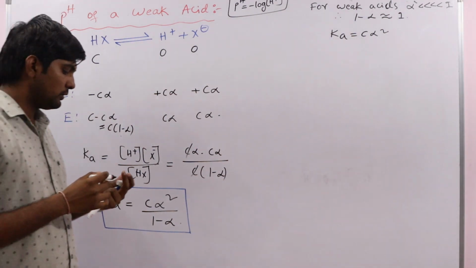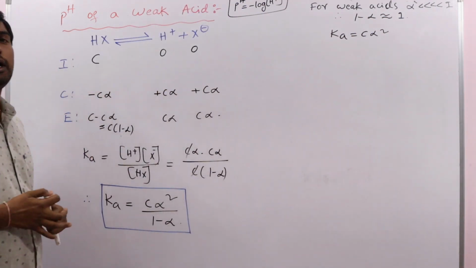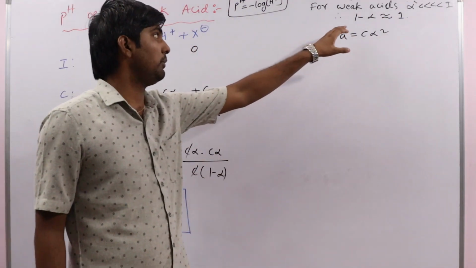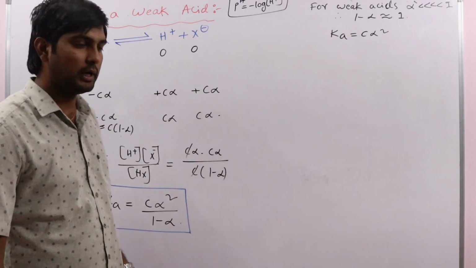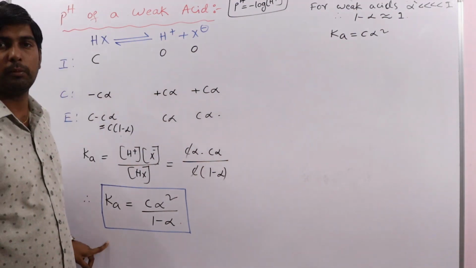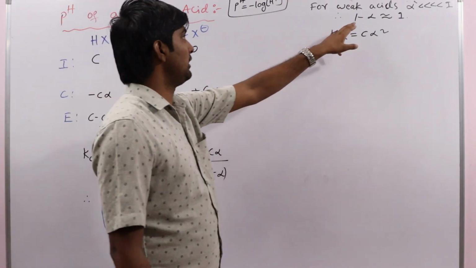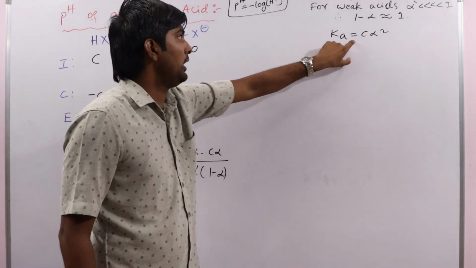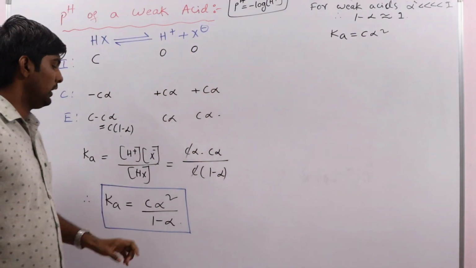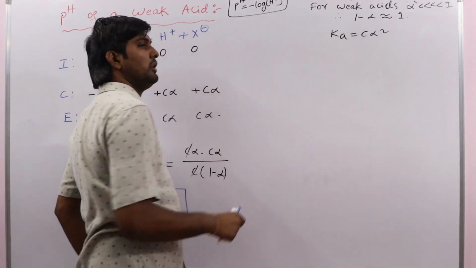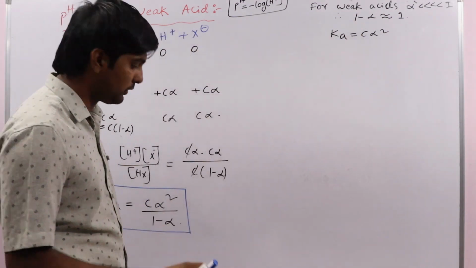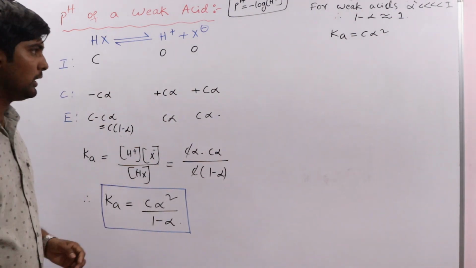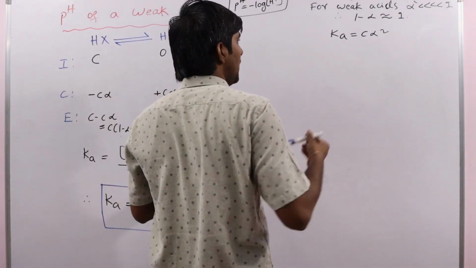Yes or no? Remember this formula. Sometimes they will mention in the examination to avoid the 1 minus alpha equal to 1 approximation. In that case, you should use the earlier formula. If you take the approximation that 1 minus alpha is almost equal to 1, this is the formula to calculate Ka equal to C alpha square. If this approximation is not considered, meaning alpha is considerable when compared to 1, we should use the other formula. So depending upon the given problem.